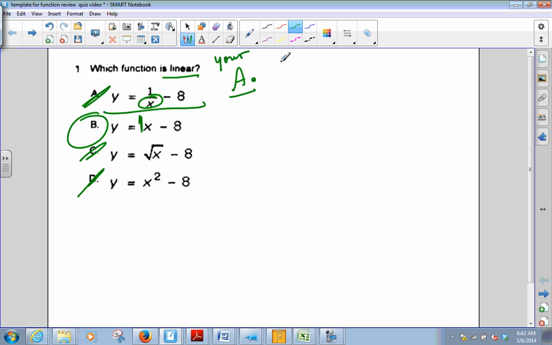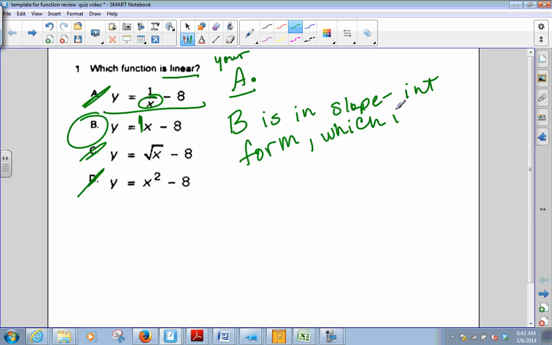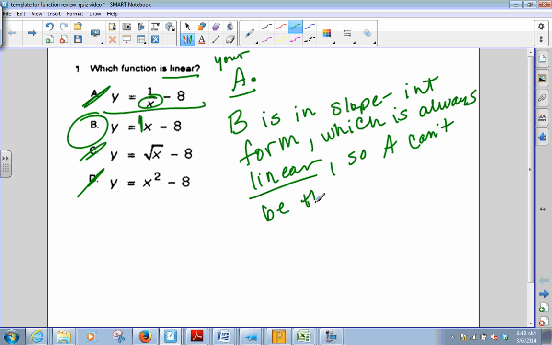So when it says specific answer, why your answer is not correct, you could say B is in slope intercept. And I'm okay with you not writing out the whole word slope intercept. So B is in slope intercept form, which is always linear. Okay, slope intercept form, if you graph it, it's always going to give you a straight line. So A can't be the correct answer.